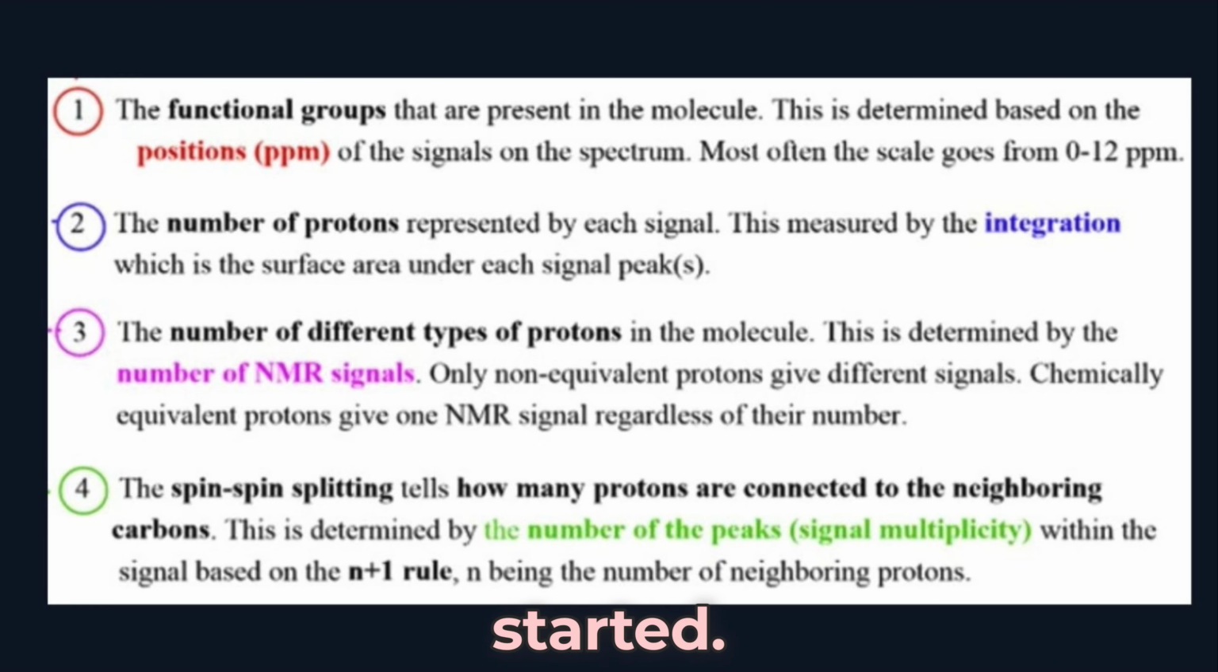So let's get started. The first thing is the functional groups that are present in the molecule. May it be acid, aldehyde, amine, ketone, or anhydride. This is determined based on the position of the signal in the spectrum, which we generally measure in ppm. Most often the scale goes from 0 to 12 ppm. The second thing is the number of protons represented by each signal. This is measured by the integration, which is the surface area under each signal peak.